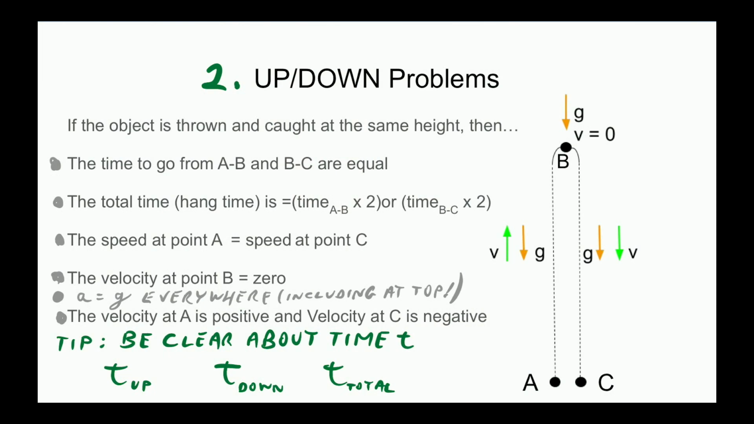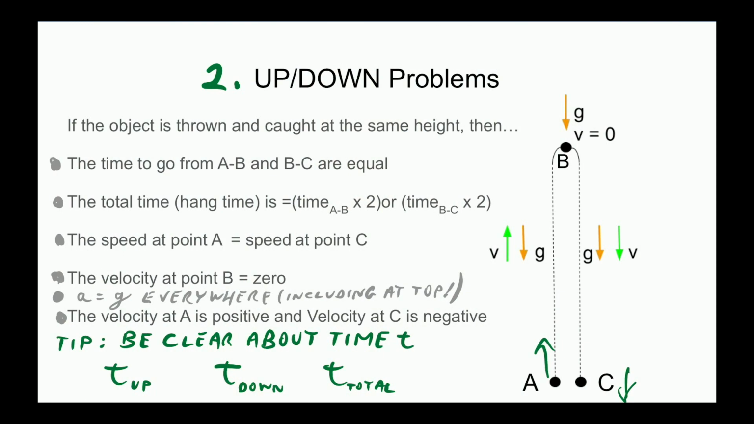Fun facts. The time up is the same as the time down. The total time, therefore, is going to be twice the time up, also twice the time down. The speed at point A is the same as the speed at point C. And of course, the velocity will be opposite: the direction of the velocity vector at point A is opposite to the direction of the velocity vector at C.